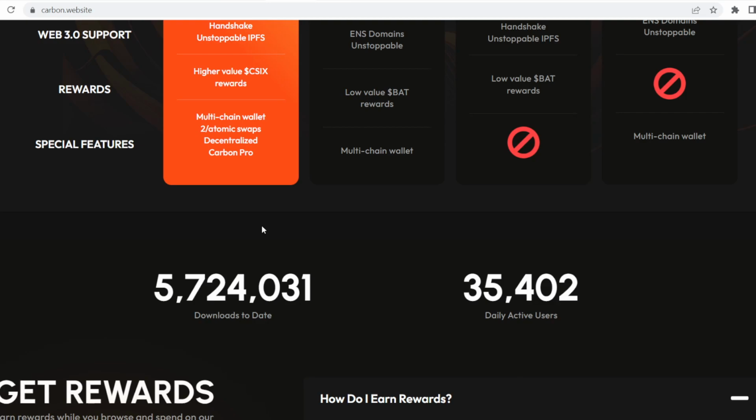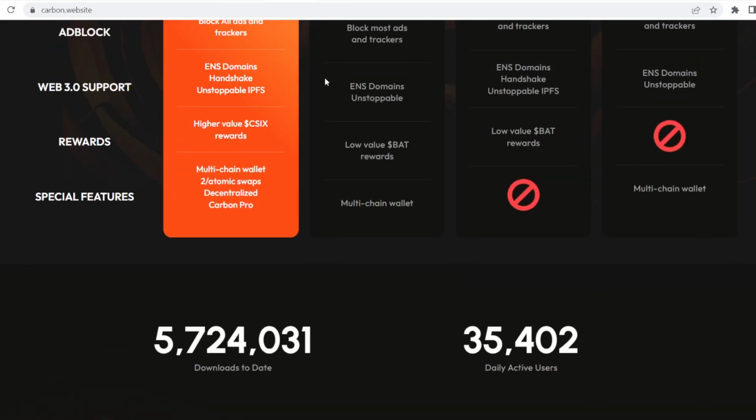35k approximately daily active users. This data is quite good, and relatively the project is very new, and it was launched in Feb 2023. And if it continues to grow like the Brave browser grew its audience, it will definitely do very well in future. But there are a few things which you should keep in mind, and we will see them.